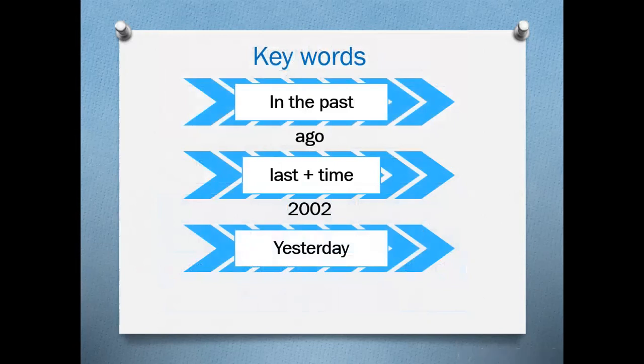There are some keywords which when we can see them, we can know that this action happened in the past. Like in the past, ago, for example, 3 days ago, 2 years ago, last, plus the time, like last week, last night, last year, last month, in any date which refers to the past, like in 2002, and we are now in 2020. So it is a past time, and yesterday, البارحة.